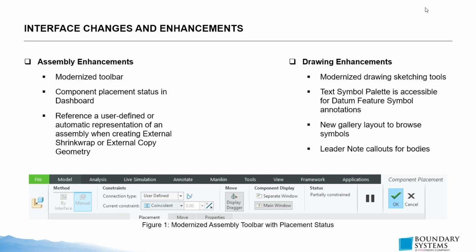Next, we are now able to reference automatic representations or user-defined representations when we are creating an external shrink wrap or external copy geometry. So previously we weren't able to use a simplified rep or similar when creating external geometry, external features. And in Creo 8, we are now able to do that.